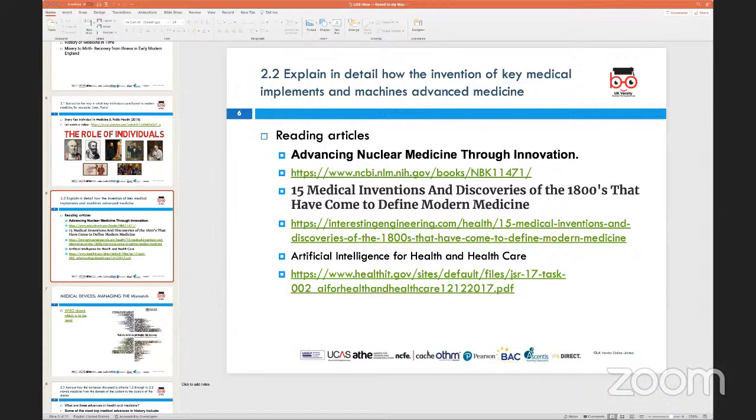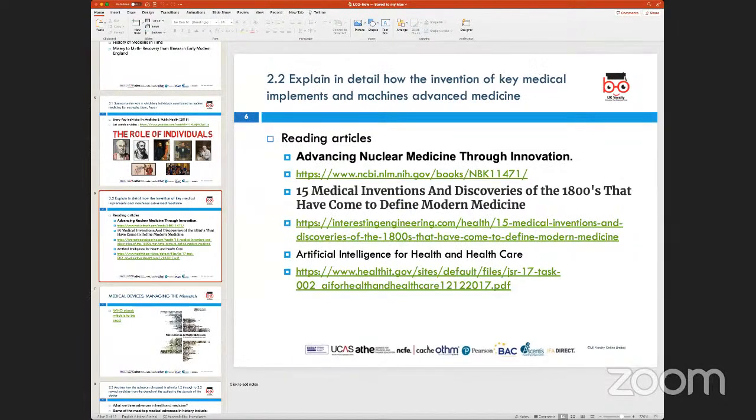Similarly, in the field of medicine, we need to understand the key inventions which have happened. These key inventions over the years, decades, and centuries have led to the discovery of new instruments which are used in modern medicine. This task talks about the key inventions and how they are useful for practitioners in this field: doctors, nurses, physiotherapists, occupational therapists, and healthcare workers, to better diagnose and provide treatment to patients.